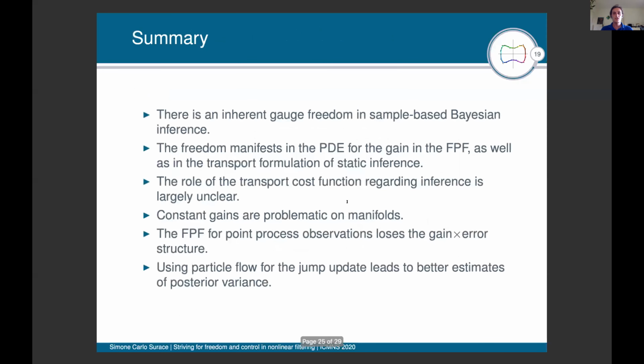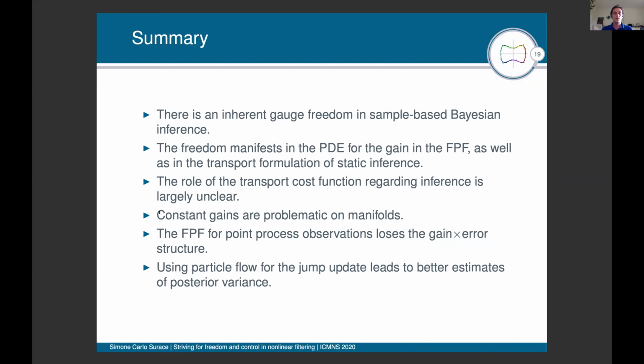Yeah, so just to summarize a few takeaway messages. For the feedback particle filter, or for filtering in general, there's an inherent gauge freedom, and this freedom manifests both in the PDEs and can also be seen in the transport formulation for static inference, as I briefly remarked. You can choose an optimal transport map, but you don't have to because it's not really part of inference. And so this question of the role of the transport cost is largely unclear at this point, and really an interesting question to talk about.